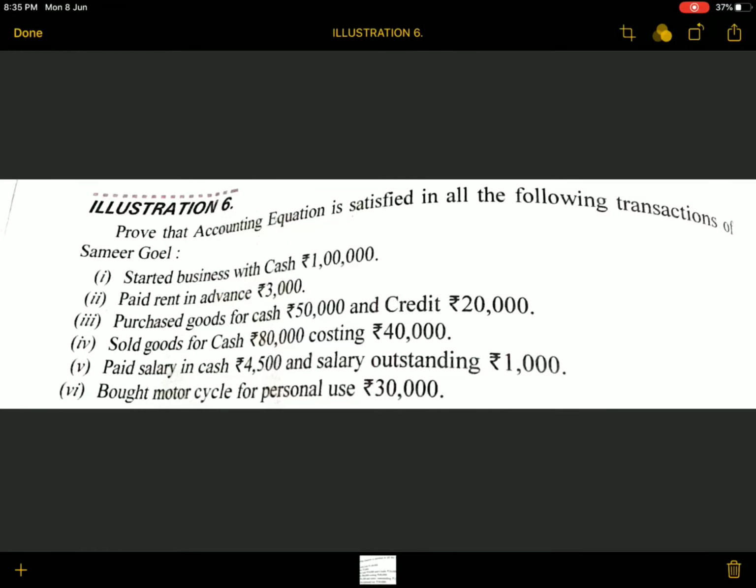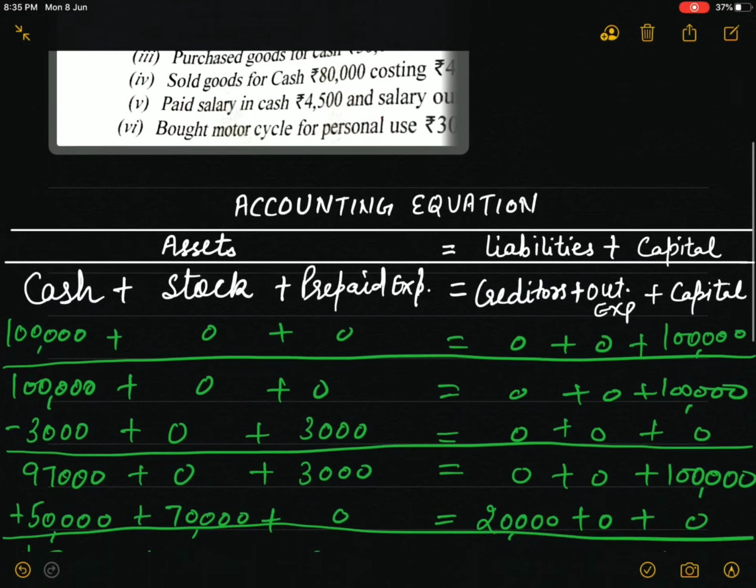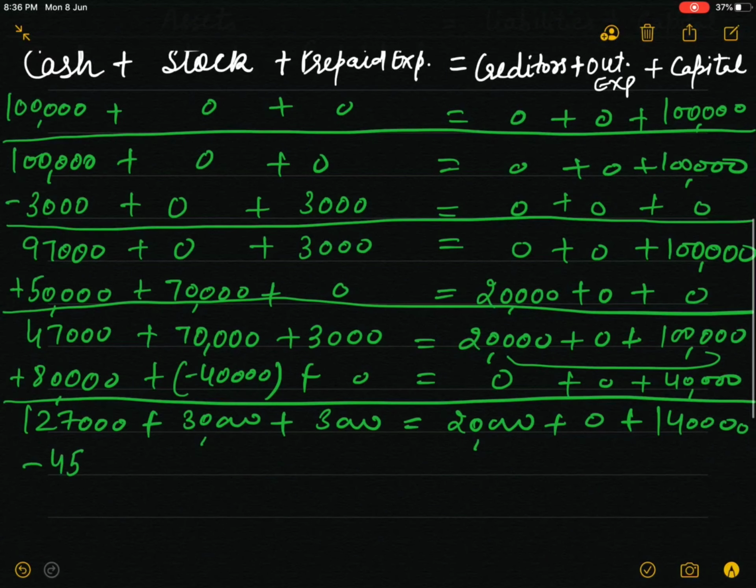Next is paid salary in cash 4,500 and salary outstanding rupees 1,000. Salary paid is an expense. We know that expense is deducted from the cash as well as from the capital, and salary outstanding is a liability. It comes under outstanding expenses and is deducted from the capital account. In cash minus 4,500 we paid salary, no effect, no effect, no effect. But outstanding expenses is 1,000 and total 5,500.